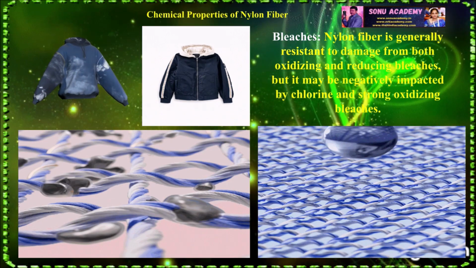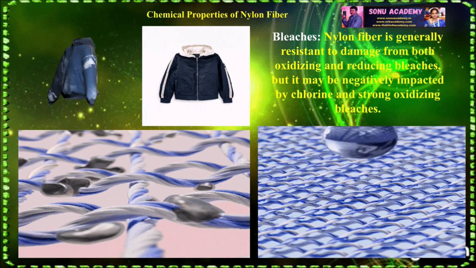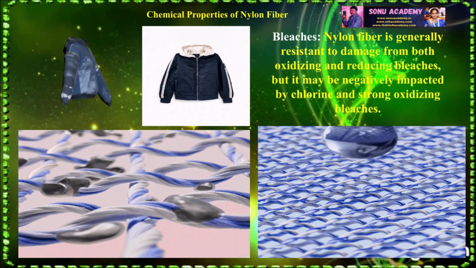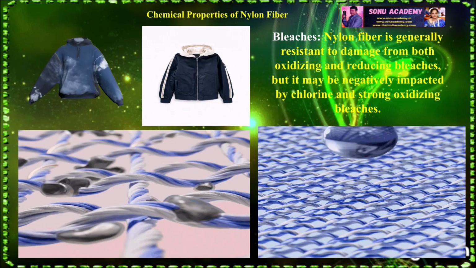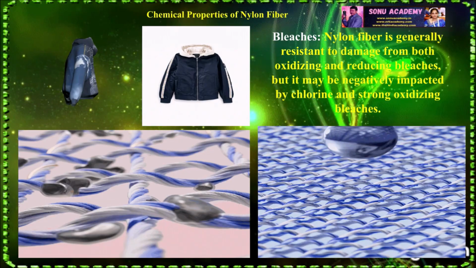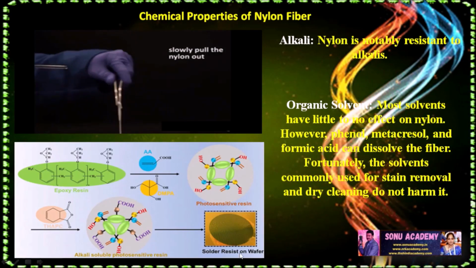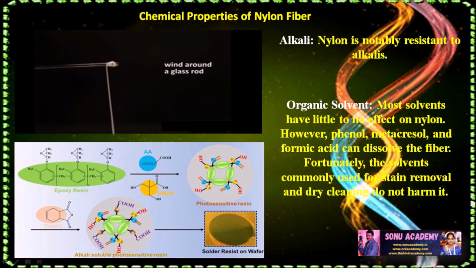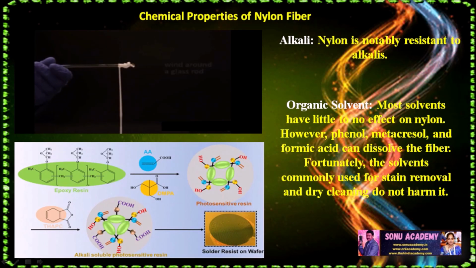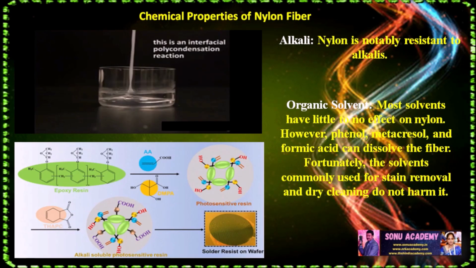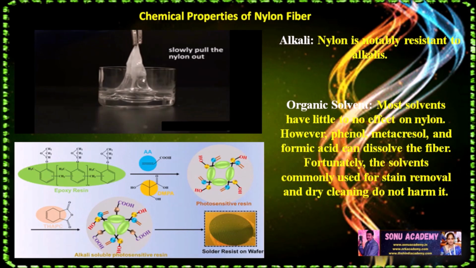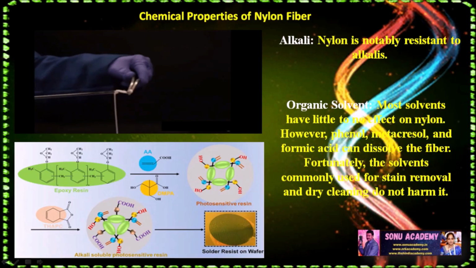Bleaches: nylon fiber is generally resistant to damage from both oxidizing and reducing bleaches, but it may be negatively impacted by chlorine and strong oxidizing bleaches. Alkali: nylon is notably resistant to alkalis. Organic solvent: most solvents have little to no effect on nylon. However, phenol, metacresol and formic acid can dissolve the fiber.